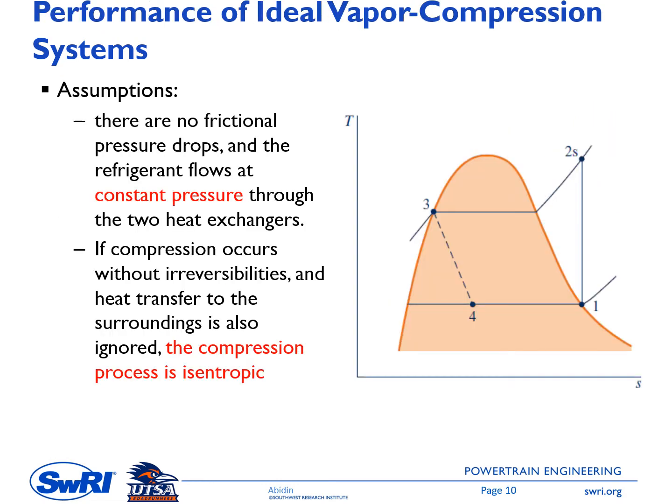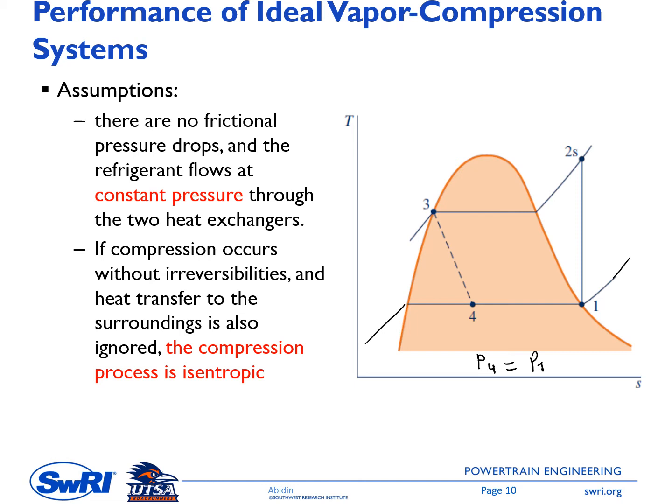These are the assumptions that we have on the ideal vapor compression systems. The first assumption is that there are no frictional pressure drops and the refrigerant flows at constant pressure through the two heat exchangers. So you can see in the TS diagram that this is a constant pressure line. Therefore P4 equals P1. So there is no pressure drop inside the evaporator.